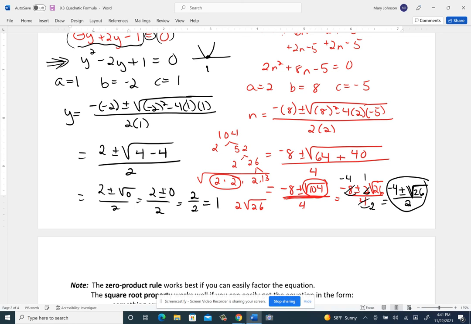Okay, so you could write the two answers separately, one with a plus and one with a minus if they want you to do that. But since these are not like terms, it doesn't really help you to separate it. Okay. All right, so I'm going to stop that video. In that video, we were just looking at solving 4 quadratic equations using the quadratic formula.